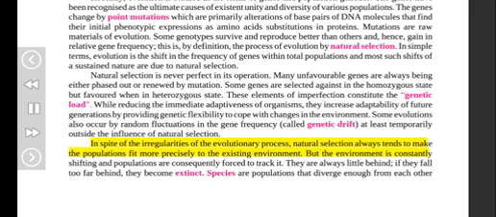In spite of the irregularities of the evolutionary process, natural selection always tends to make the populations fit more precisely to the existing environment. But the environment is constantly shifting and populations are consequently forced to track it. They are always a little behind. If they fall too far behind, they become extinct.